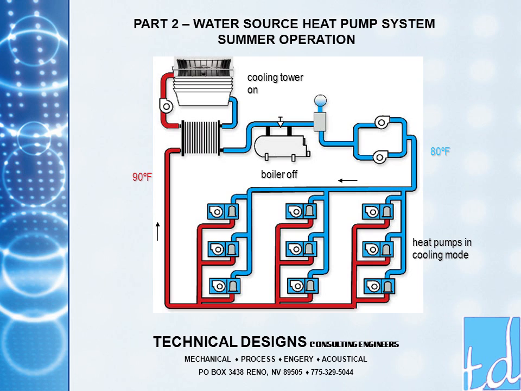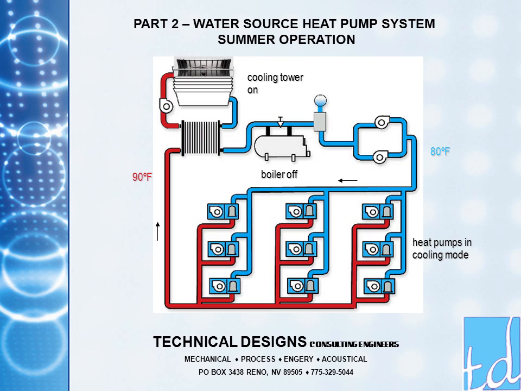Now that we've looked at the individual unit operation as a heat pump, let's look at the system. Water source heat pumps can run either in heating or cooling mode when the water loop temperature is maintained between 60 and 80 degrees. During warm weather, when all the heat pumps are operating in cooling mode, heat removed from the air is transferred to the water loop.